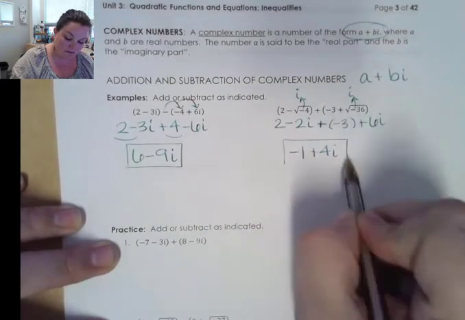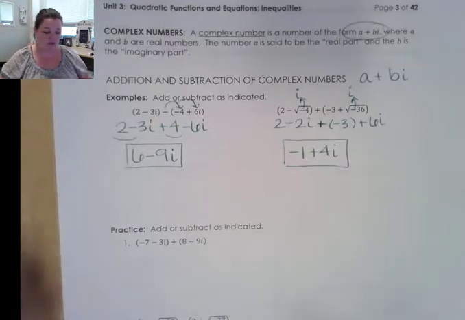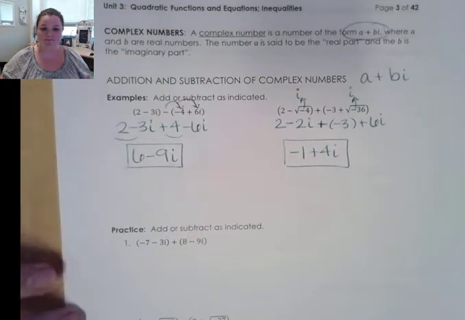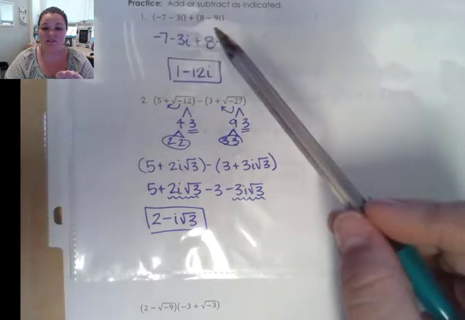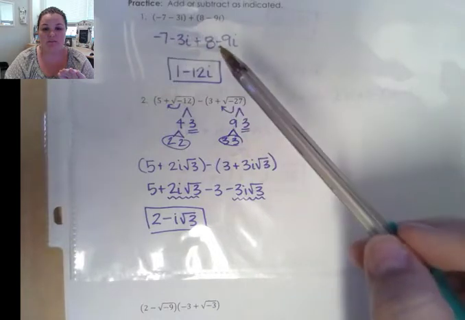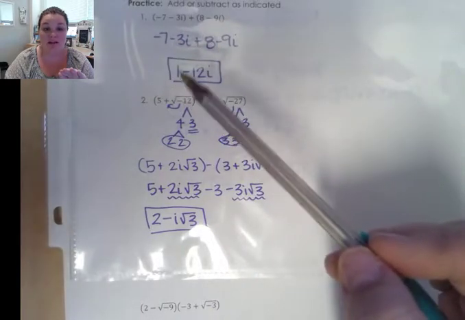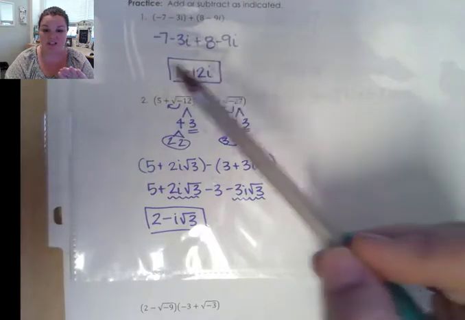Two for y'all to try at the bottom of the page. Go ahead and try those out, and then we'll go over them. All right, so on the first one, we're just adding, so we can drop the parentheses and just combine like terms. So negative 7 and positive 8 leaves me with a positive 1. Negative 3i and negative 9i gives me negative 12i, and we just leave it like that.